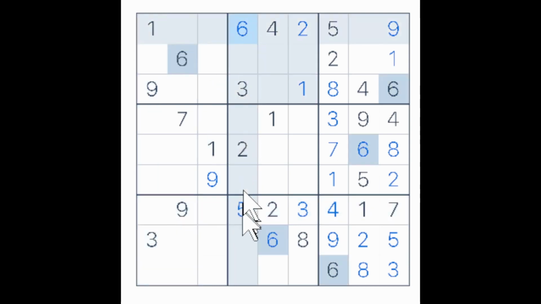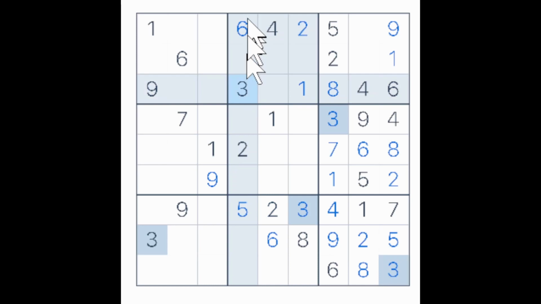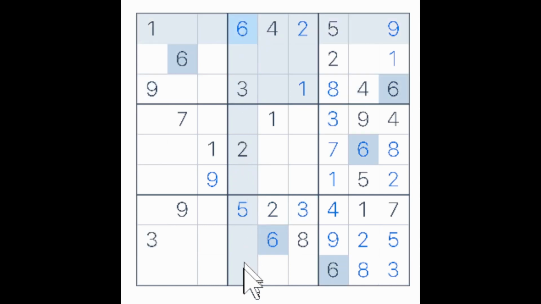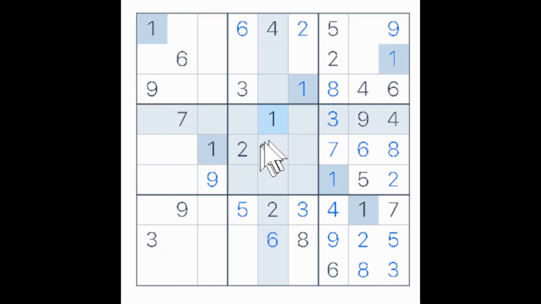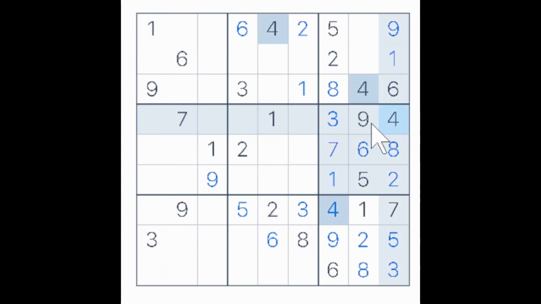Now we got 4 givens here in this column. Let's see what we need. We need a 1, 4, 7, 8, and 9. Look at this. 1, 4, 7, 9. So this has got to be an 8.